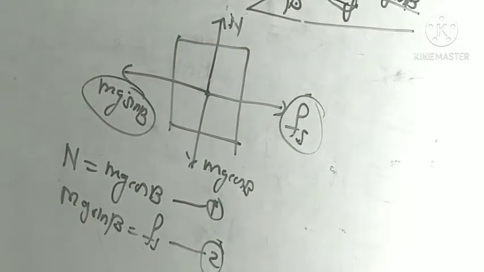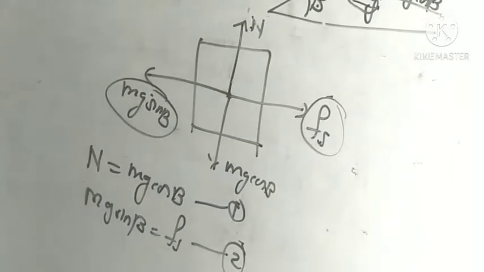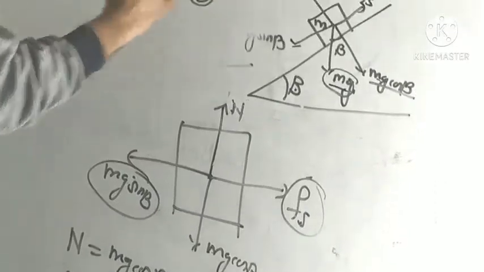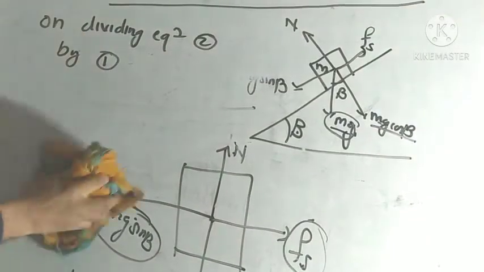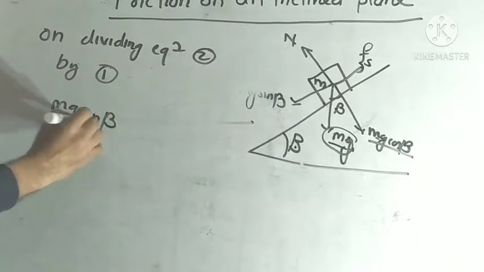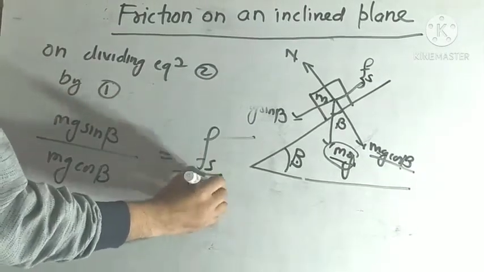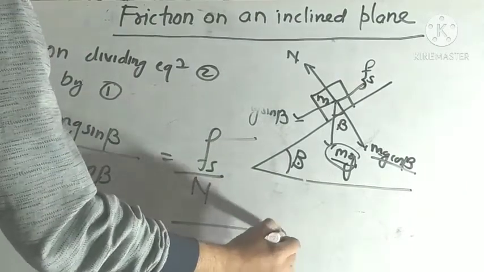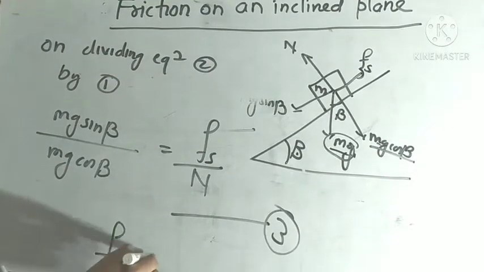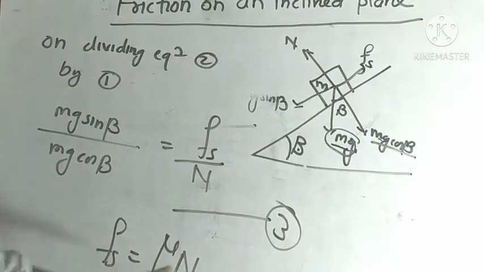After that, on dividing equation 2 by 1, we get mg sin beta upon mg cos beta is equal to frictional force upon normal force. We give it equation number 3. And we already know that frictional force is equal to coefficient of friction into normal force. Normal force is N. We give it equation number 4.